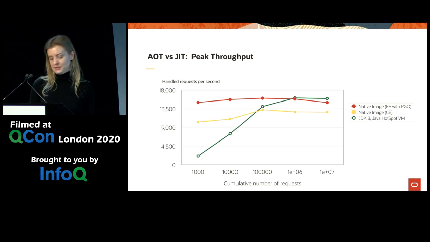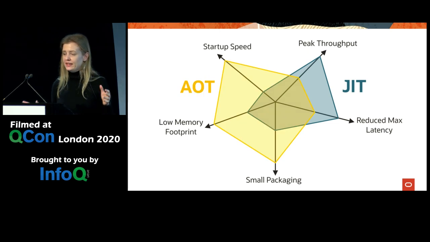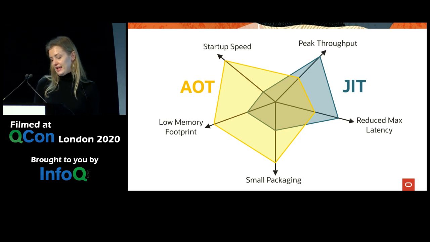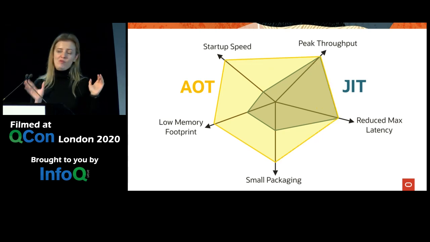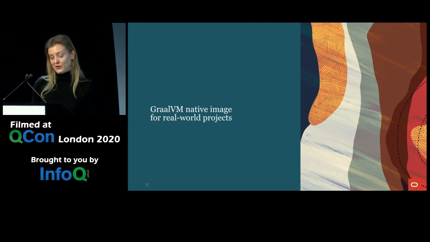very good peak performance. So as we already talked, currently this comparison JIT versus AOT is like this, but we would like it to be, for GraalVM native image, like this, so you can really get all the performance metrics to be at maximum and not have to decide on which one to focus. So that's currently something we work on.